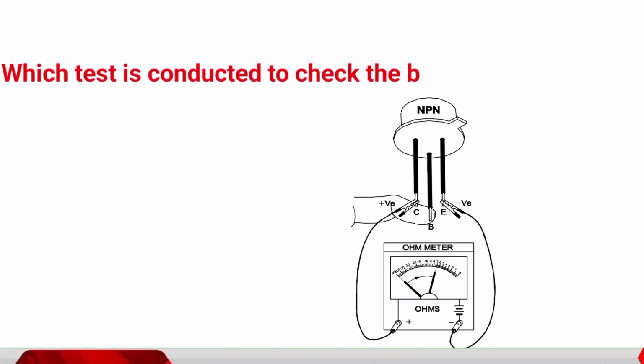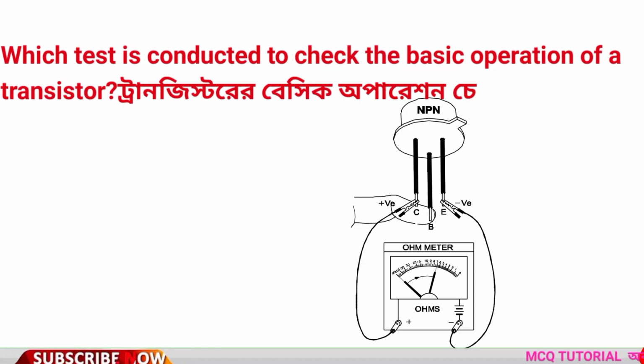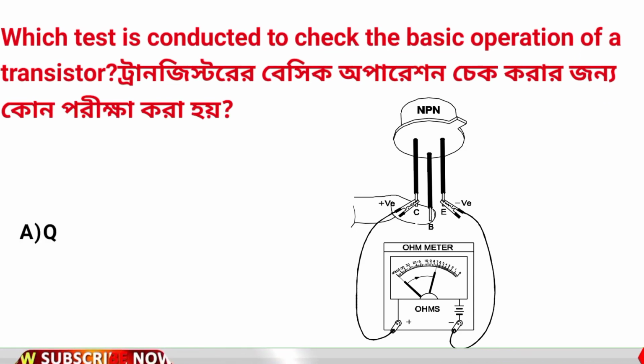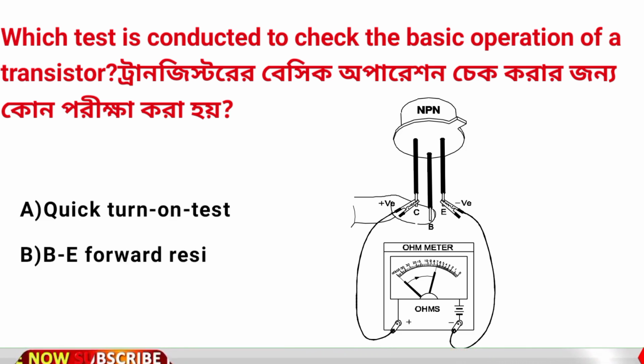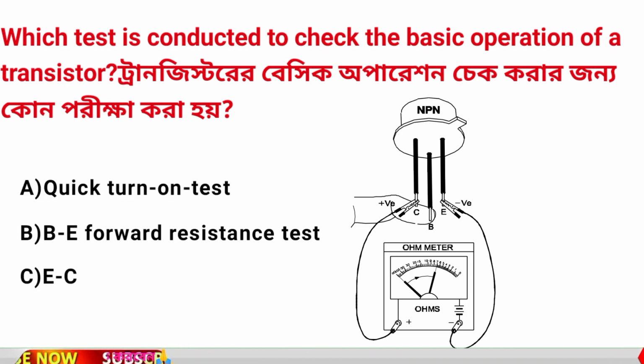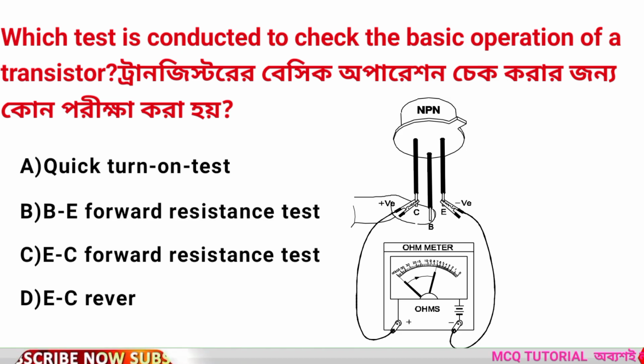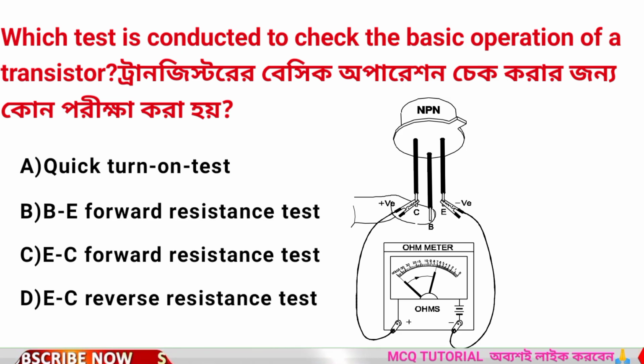Which test is conducted to check the basic operation of a transistor? Option A, quick turn on test. Option B, BE forward resistance test. Option C, EC forward resistance test. Option D, EC reverse resistance test.